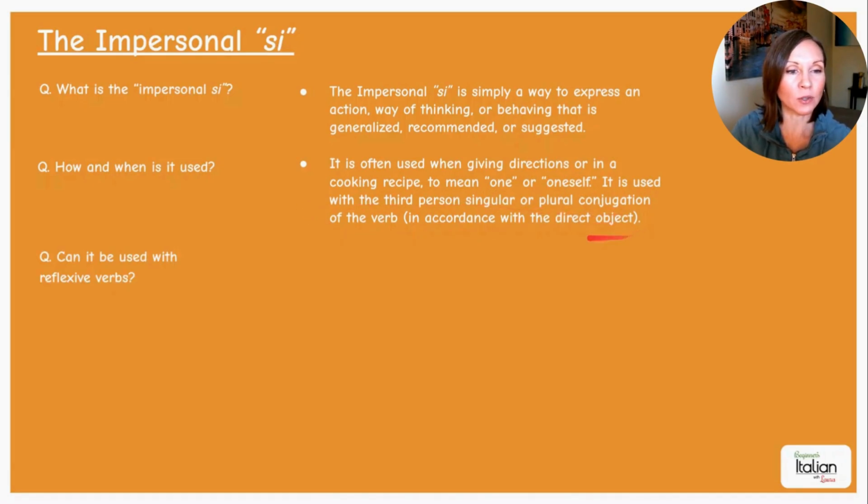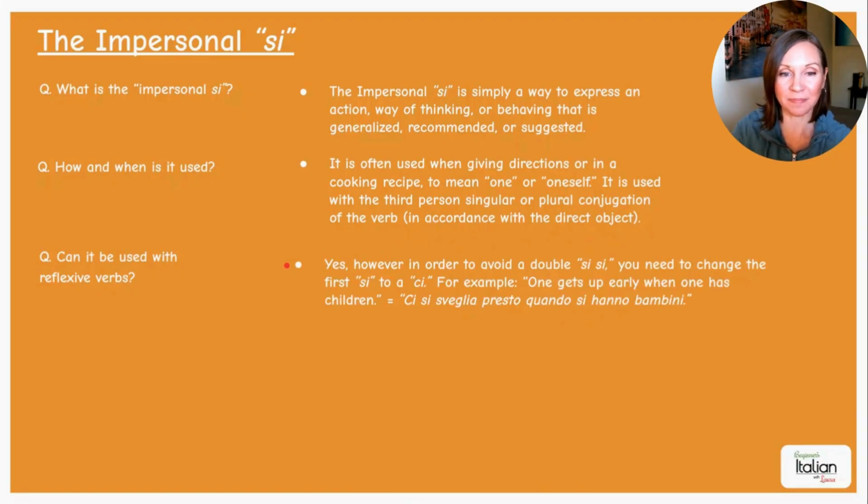So can it be used with reflexive verbs? Good question. Yes. However, in order to avoid a double c, you need to change the first c to a chi. For example, if you want to say one gets up early when one has children, rather than saying si sveglia, you would say ci si sveglia presto quando si hanno bambini. We just don't want to have that double c because it sounds kind of silly, so we have to change the first one to a chi.